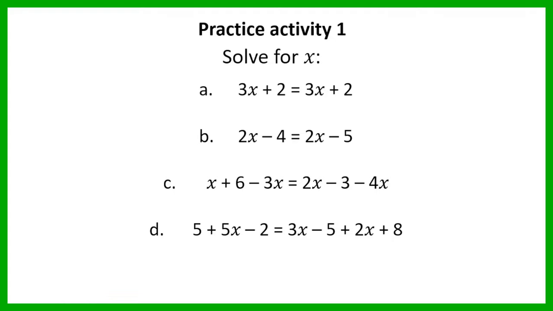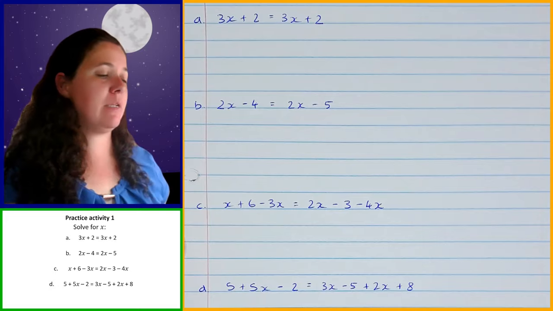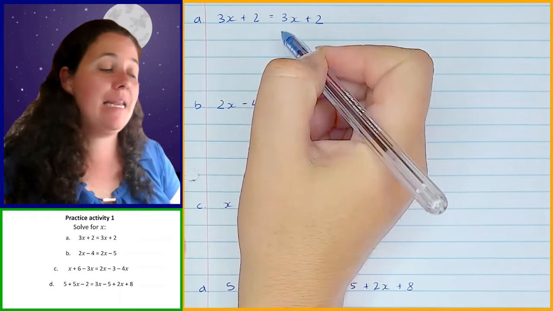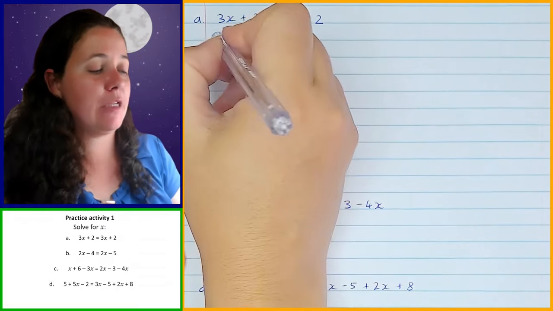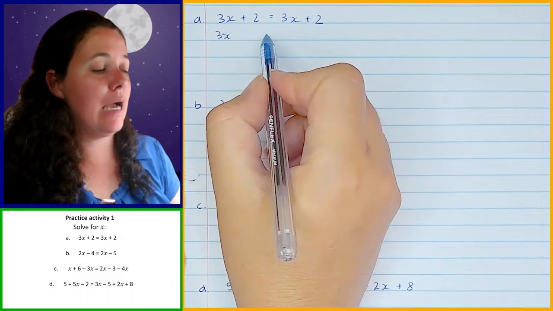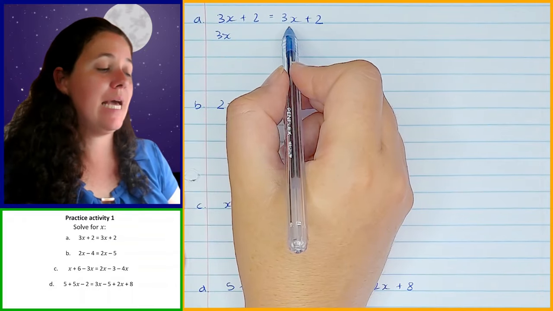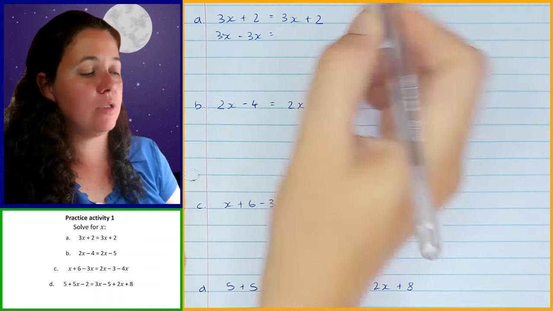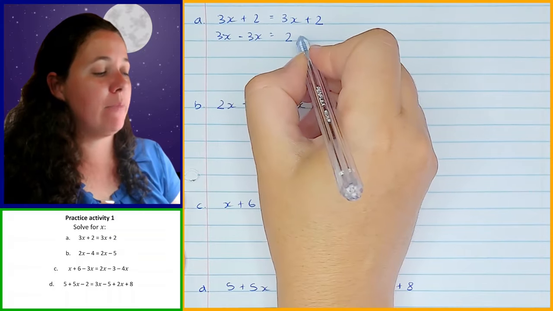Okay, so let's see how those examples went. In the first equation, we had 3x plus 2 equal to 3x plus 2. Again, if I want to take all my x's and have only x's on the left-hand side, I'm going to have 3x. Then I'm going to leave out that 2. I'm going to take that positive 3x and subtract 3x on both sides. So that's going to be minus 3x equals. And on the right-hand side, I've got 2, and we subtract the 2, giving me minus 2.